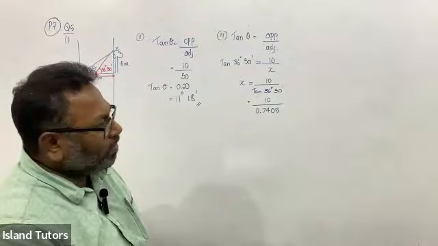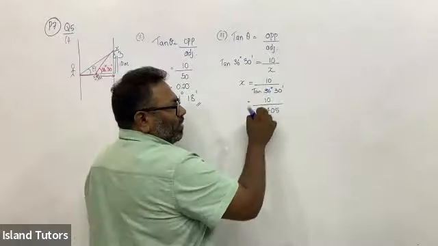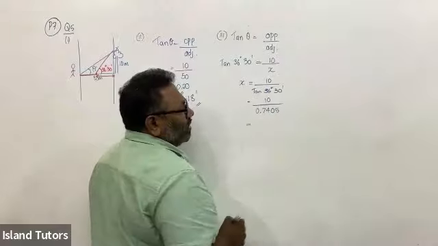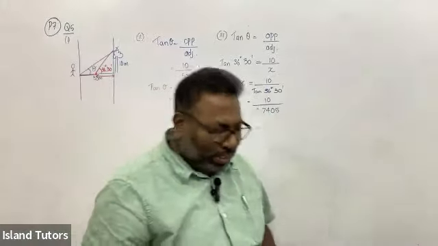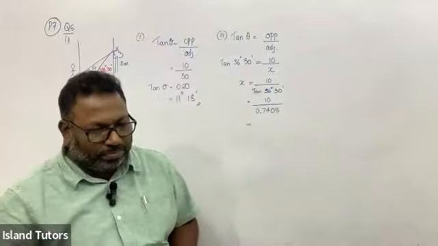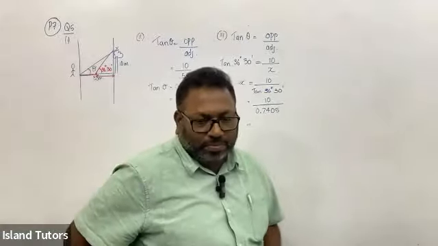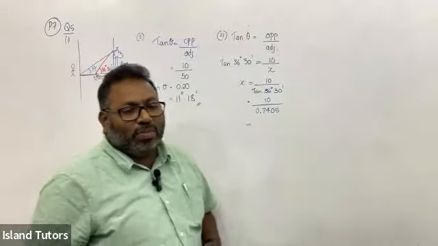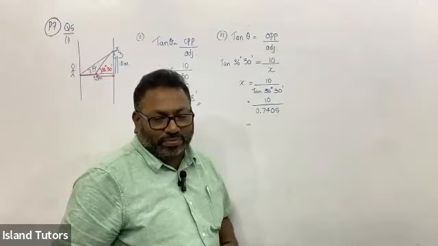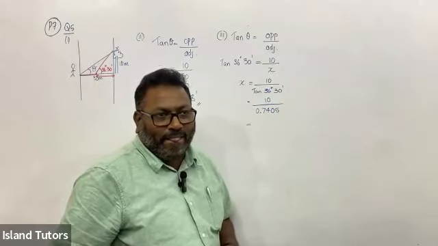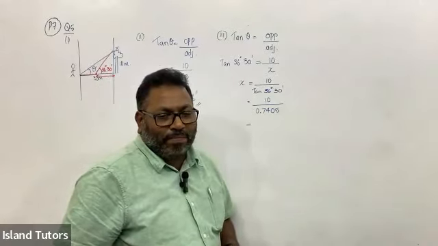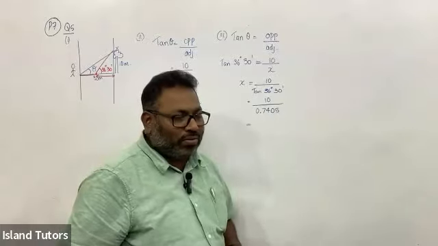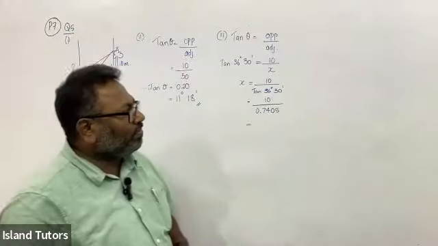Okay. So when you divide this, 10 divided by 0.7405, somebody tell me what you're getting. What's the answer you're getting, people? 10 divided by 0.7405. Don't use a calculator, please. Just do a division.